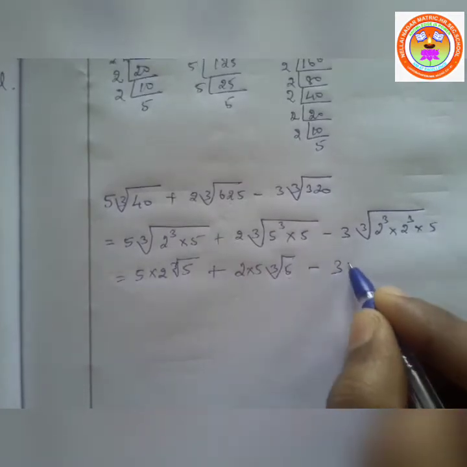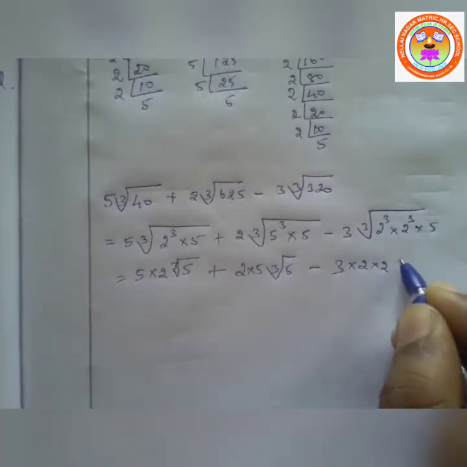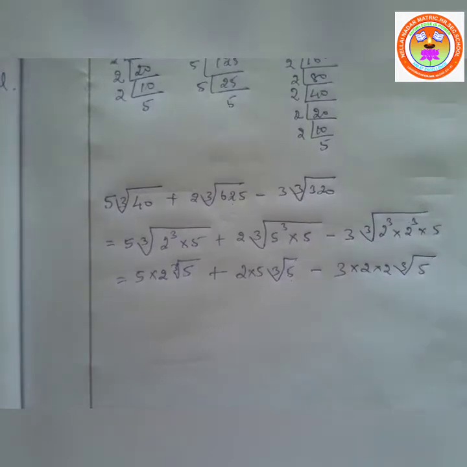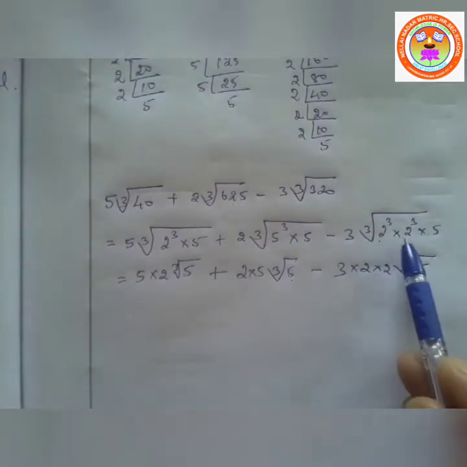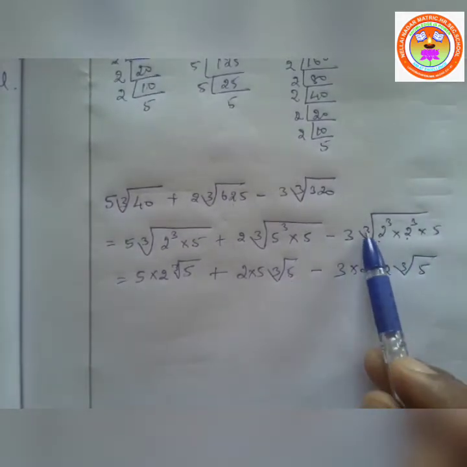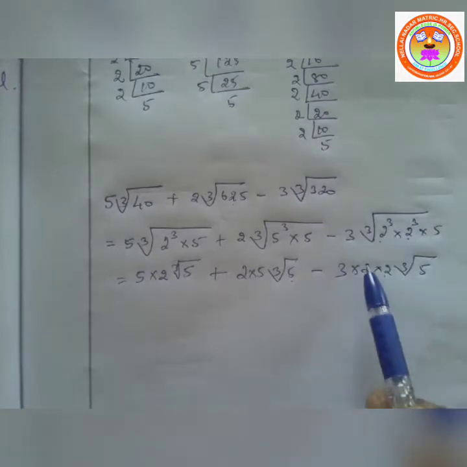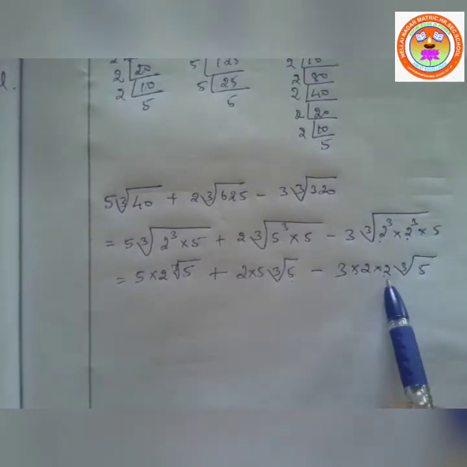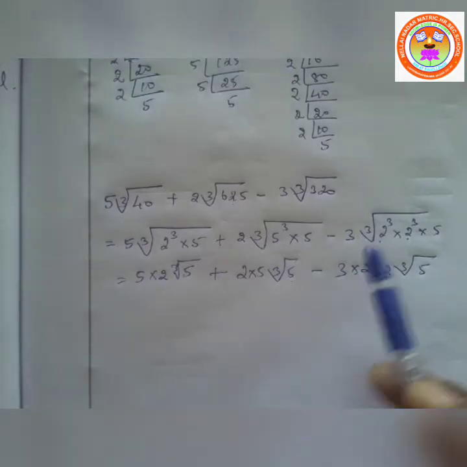Minus 3 into 2 into 2 cube root of 5. Just listen, this 2 and this 2 are coming outside because it's a cube root. For 3 numbers, you can take one number outside. Are you able to understand, children?